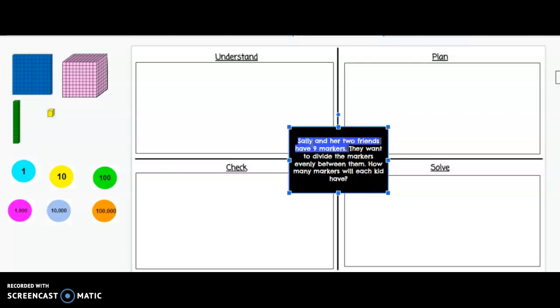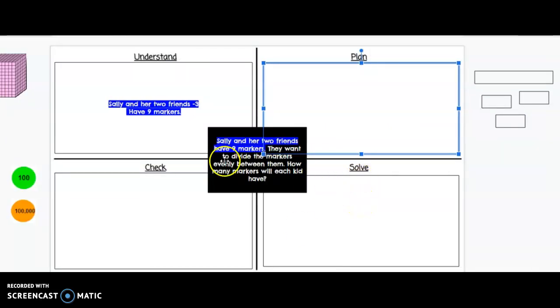So we're going to underline Sally and her two friends, and we know that they have 9 markers all together. So, how many kids are there all together? 3, right? Because it's not just her two friends, it's Sally and her two friends. So we know that there's 3 people all together, and we know that we have 9 markers. Well, let's go to our plan.